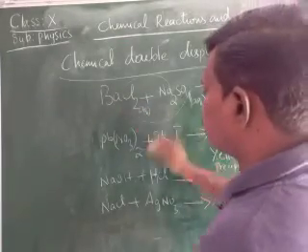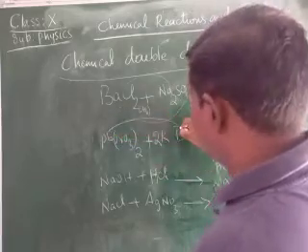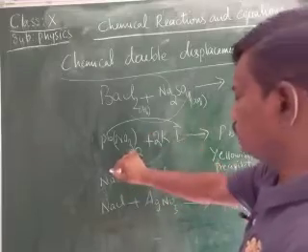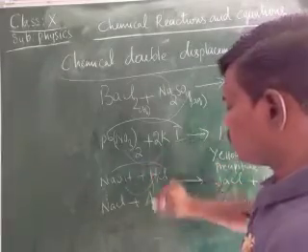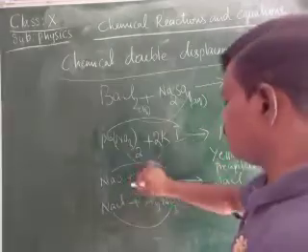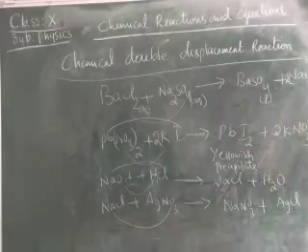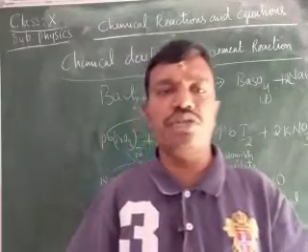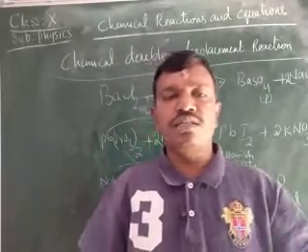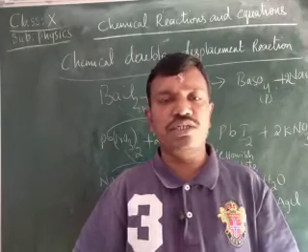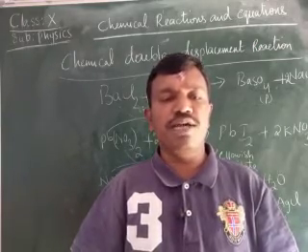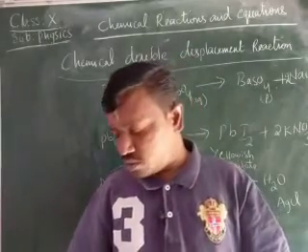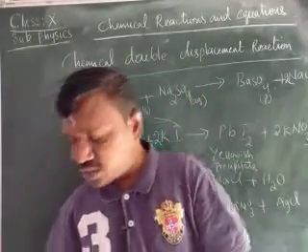Here we can see they are exchanging their constituents: lead with potassium nitrate, sodium with chlorine, and water; sodium with nitrate and silver with chlorine. If any two reactants exchange their constituents and two new products are formed, then that type of reaction is called a what? A double displacement reaction. They are displacing their constituents. Therefore, this is about the double displacement reaction, children.